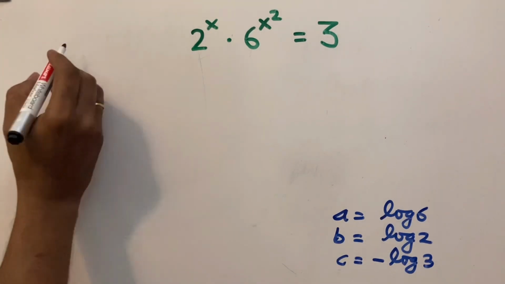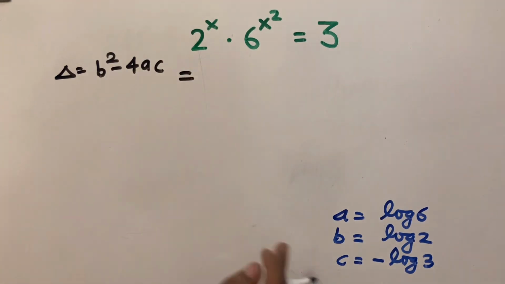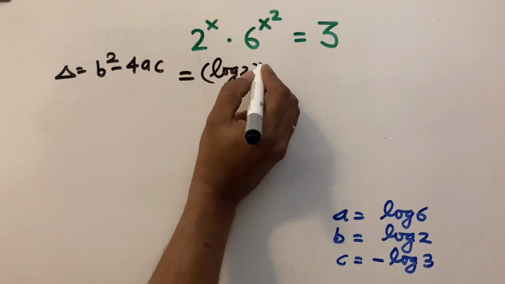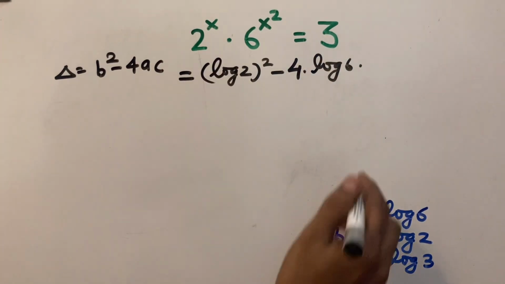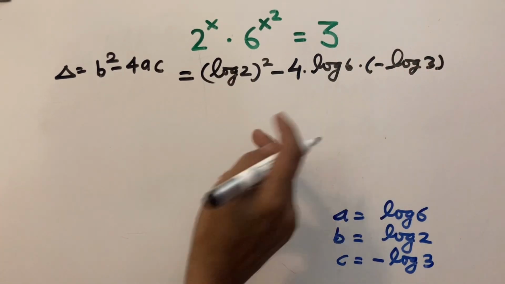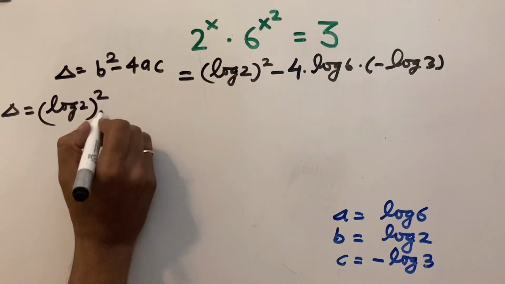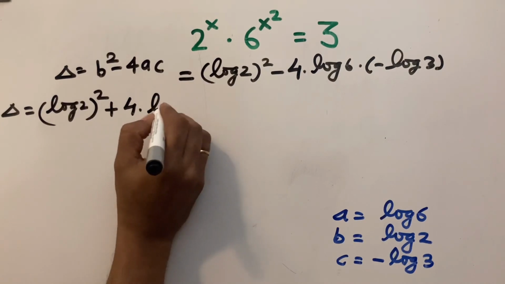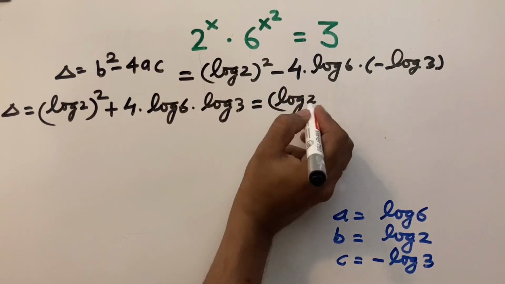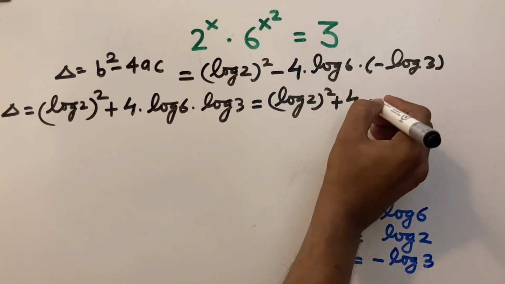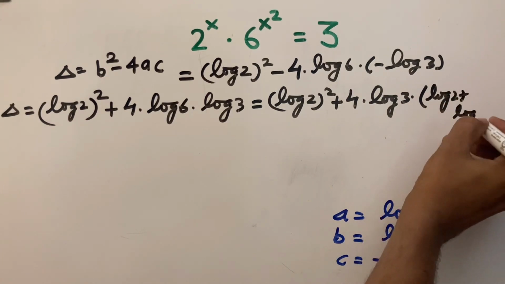So first, we will calculate the delta for this equation, that is equal to b square minus 4ac, which will be equal to b is log 2 square minus 4 multiplied by a is log of 6 multiplied by c is minus log of 3, which is equal to log 2 square plus 4 log 6 multiplied by log 3, which is equal to log 2 square plus 4 multiplied by log 3 multiplied by log 6, which can be written as log 2 plus log of 3.